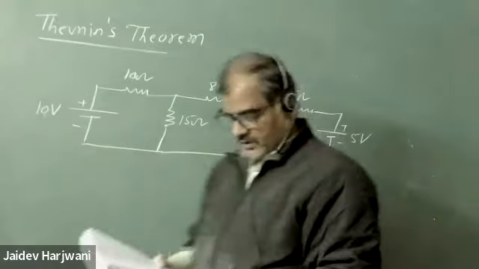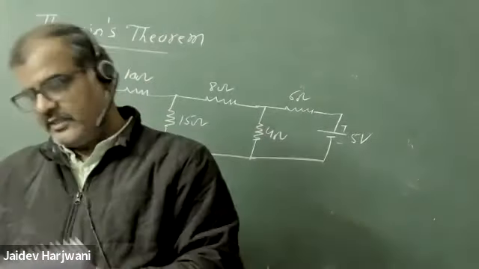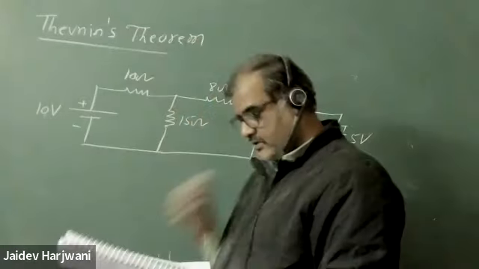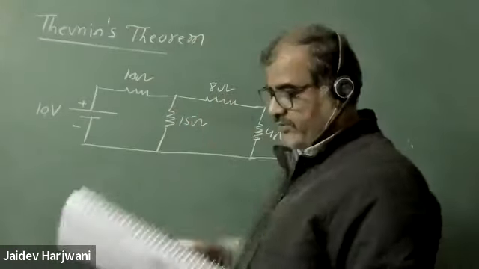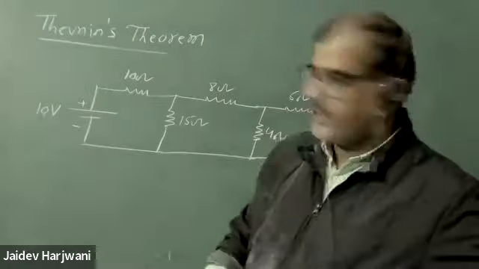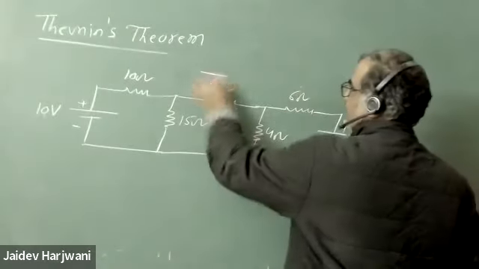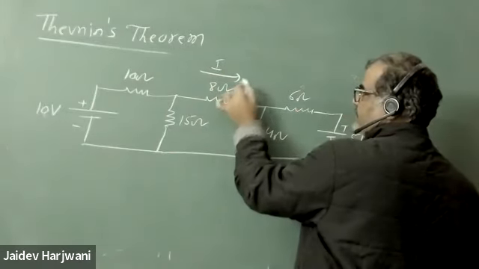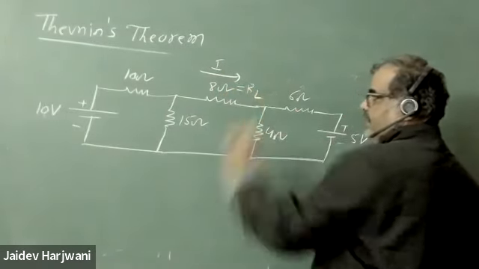Now in this question he says find the voltage across 8 ohm, the current across 8 ohm. Okay, find the current across 8 ohm. Now this becomes RL for me. Are you getting?